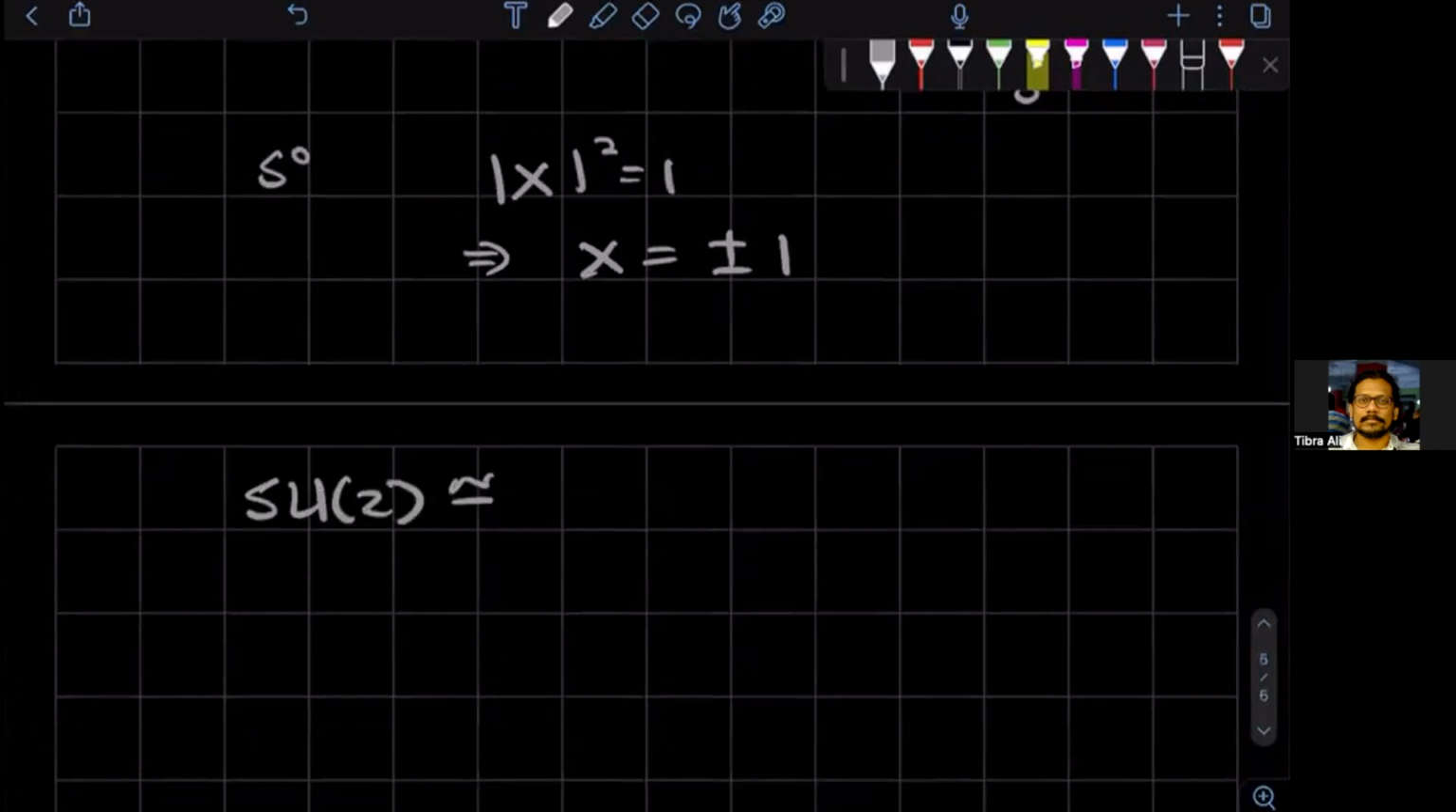Okay, so we have shown that SU2 is a 3-dimensional sphere.